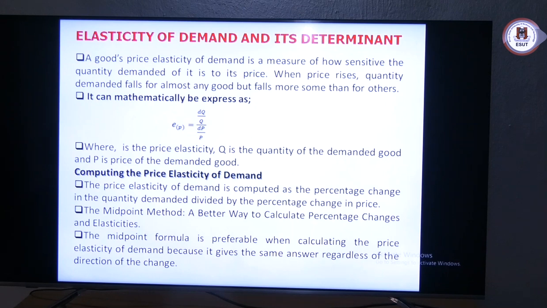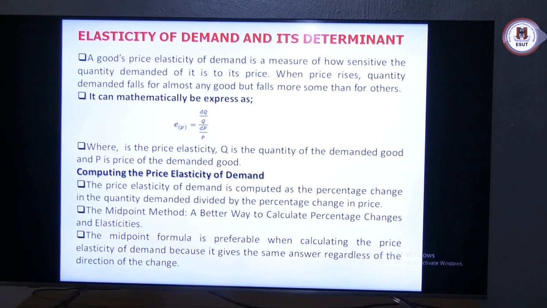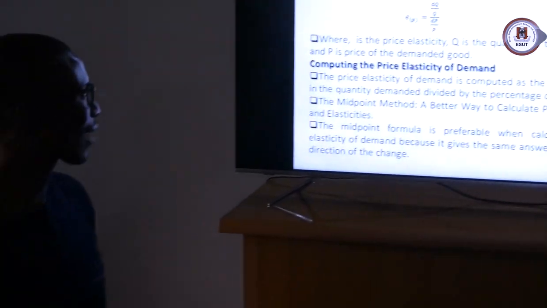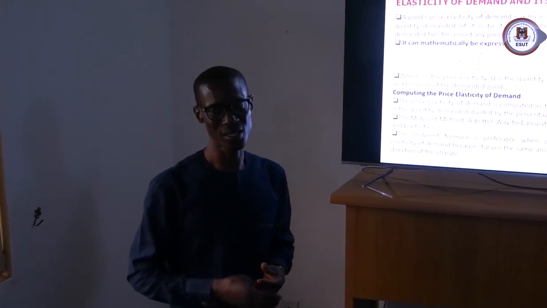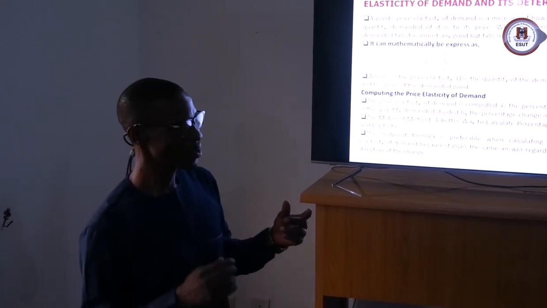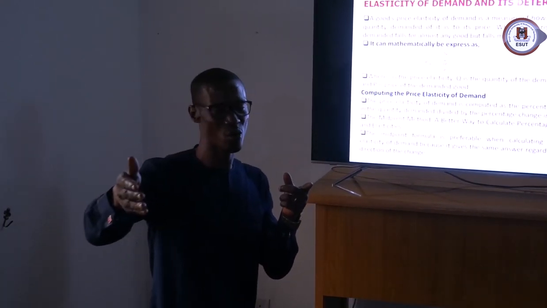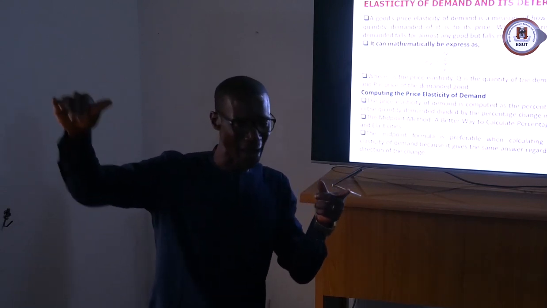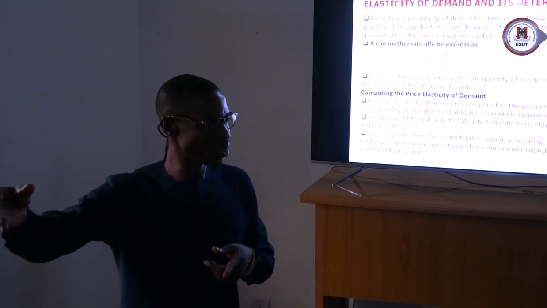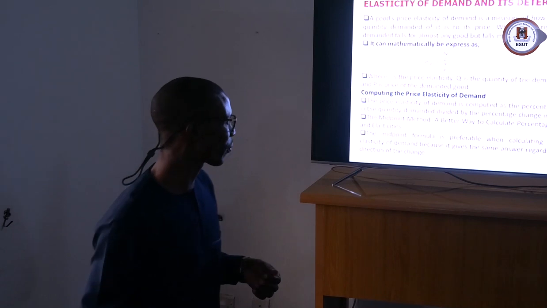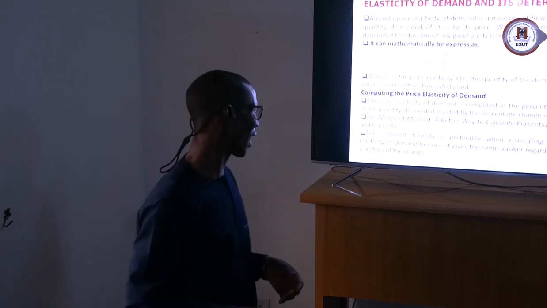So mathematically, elasticity of demand is differentiating the quantity demanded of a commodity over differentiating the price of that commodity. So when you divide the changes in quantity demanded of a product by the quantity of that product, divided by the changes in price of that product by the price of that product, you are talking of elasticity measure.